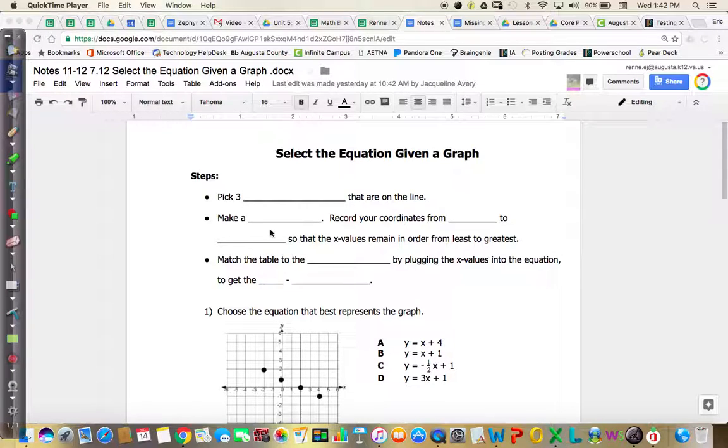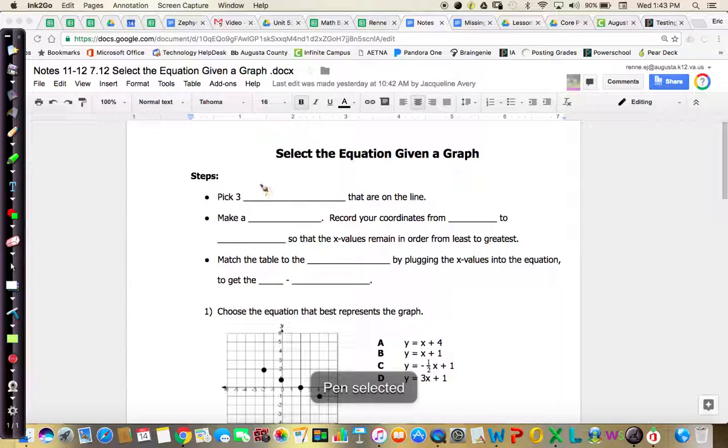My video on selecting the equation given a graph. In our last unit, we looked at an equation and we wrote the graph. Now, when given the graph, we are going to come up with the equation. I'm going to give you a strategy to do this. So here are the steps.